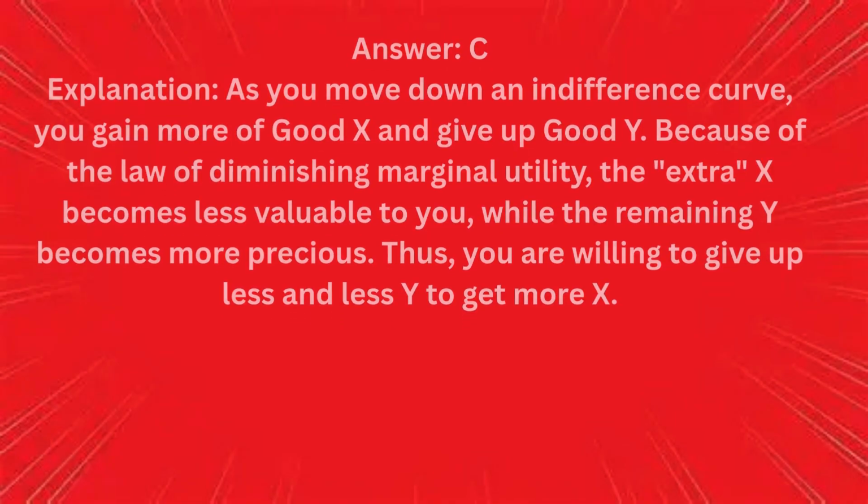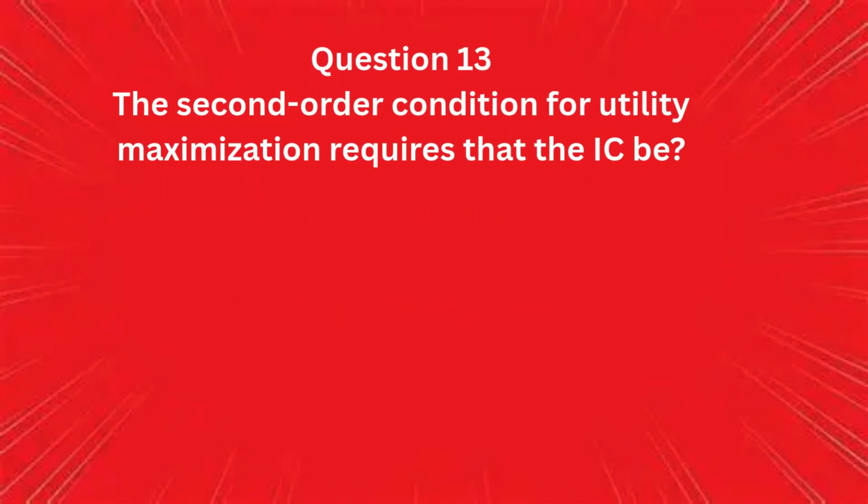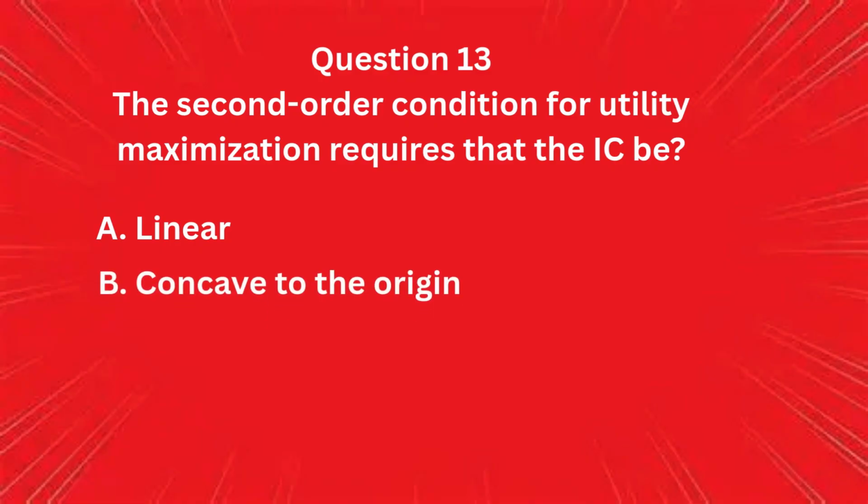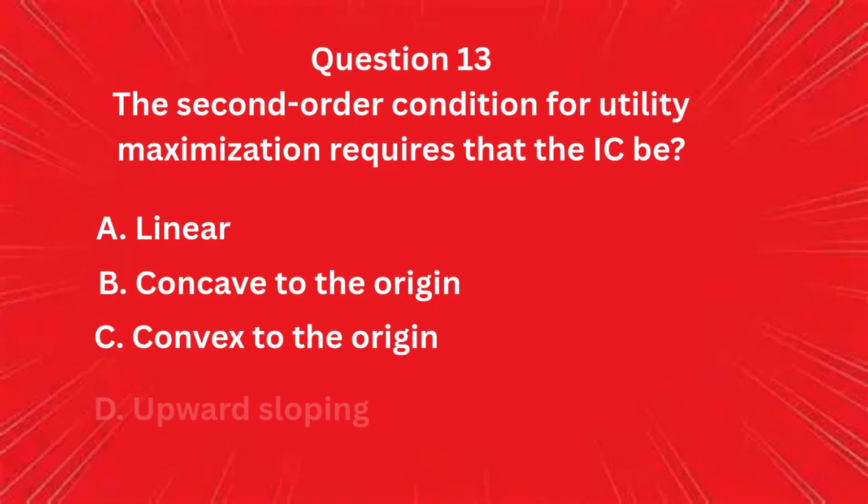Question 13. The second-order condition for utility maximization requires that the IC be A. Linear. B. Concave to the origin. C. Convex to the origin. D. Upward sloping.